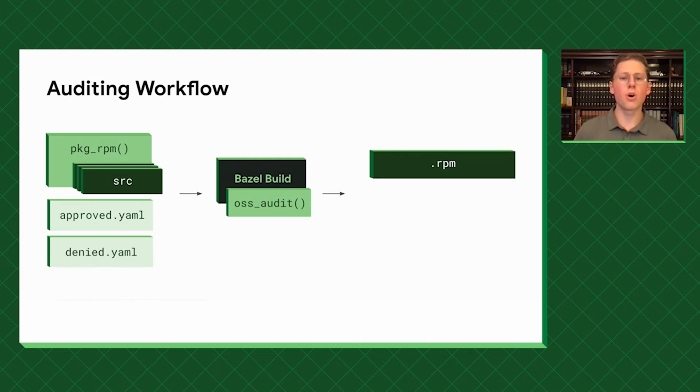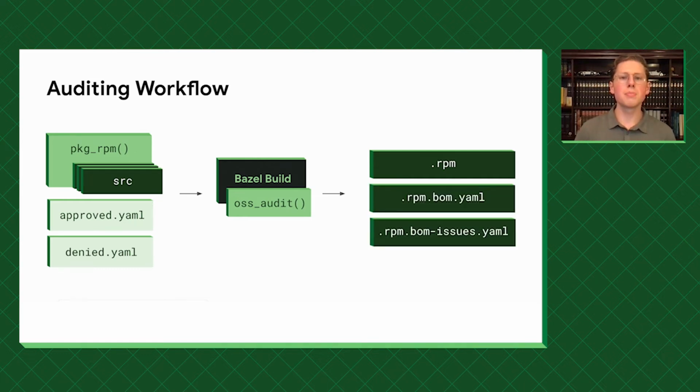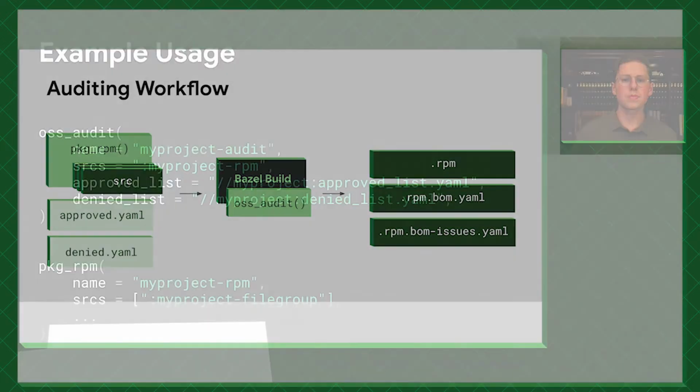After the aspect traverses all the dependencies, OSS audit outputs two files. First, it creates a BOM YAML file, which includes information on each open source package. And second, it creates a BOM issues file containing a subset of open source packages that have been denied for use by the legal or security teams or that are still waiting for approval. Developers and release managers can use the BOM issues file to identify problems or packages that may block or delay a product release. This is the workflow for using OSS audit. Now let's check out how it works in action.